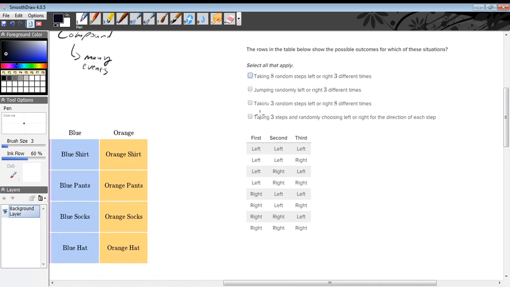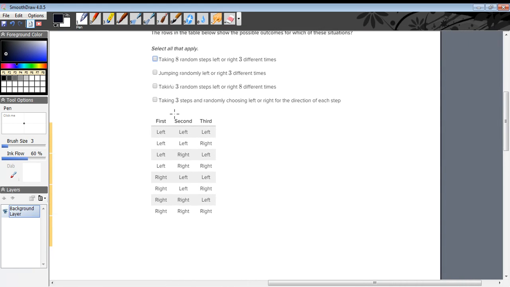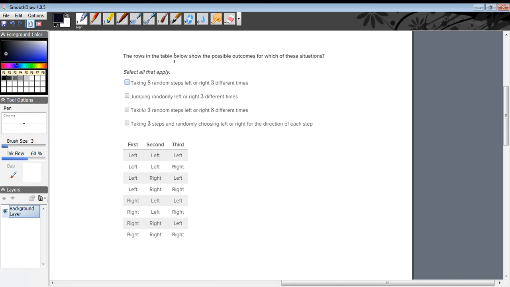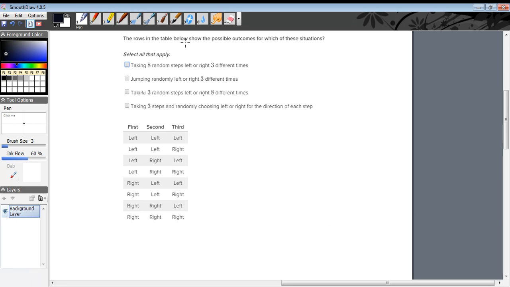This is probably the key problem. This is like we've been using a lot of coins and stuff. This is kind of that type of problem. Okay. The rows in the table show the possible outcomes for which of these situations. Taking 8 random steps left or right 3 different times. Jumping randomly left or right 3 times. Taking 3 random steps left or right 8 times. Taking 3 steps and randomly choosing left or right for the direction of each step.